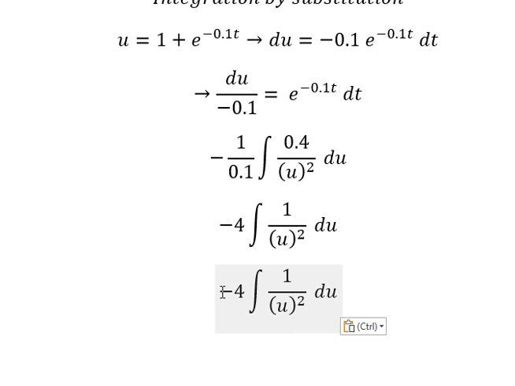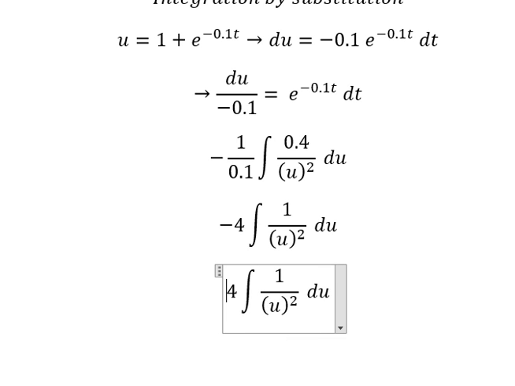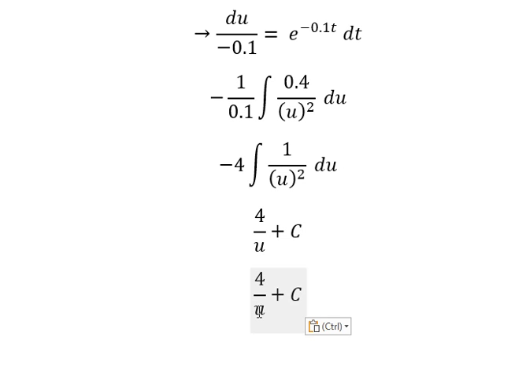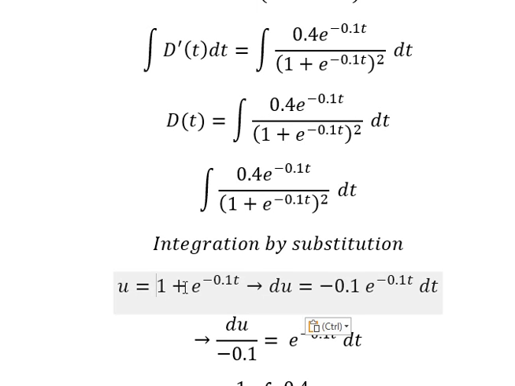The integration of negative 1 over u squared, we have 1 over u. About u, that is about this one.